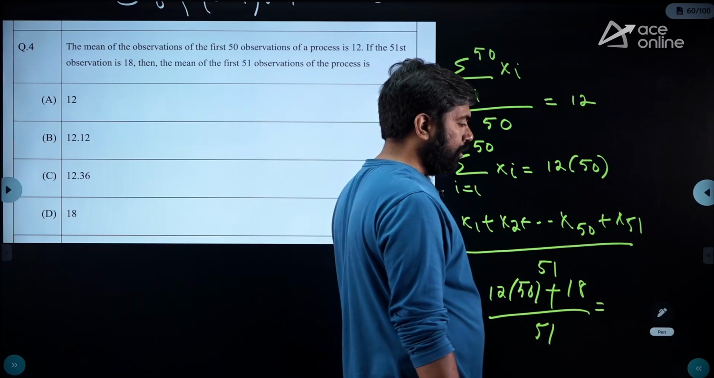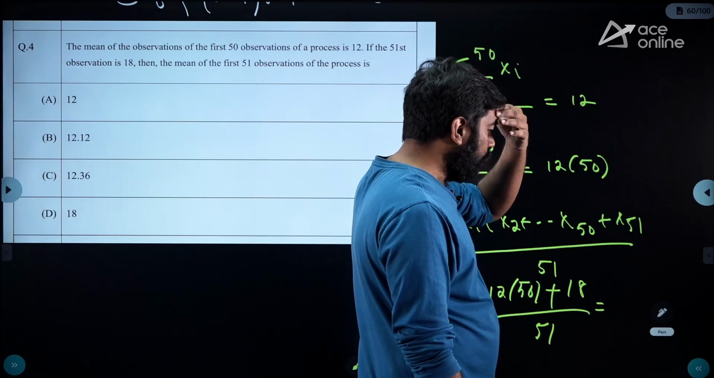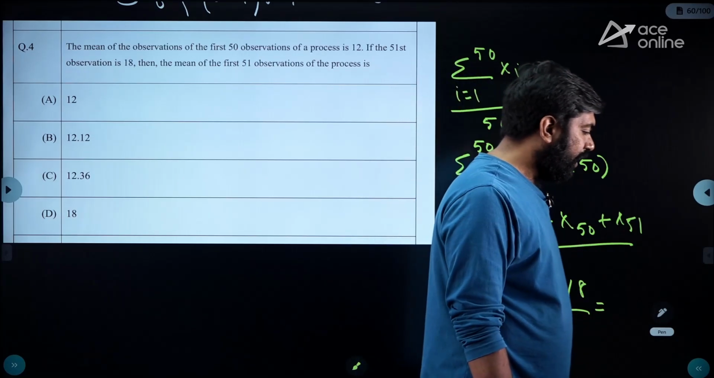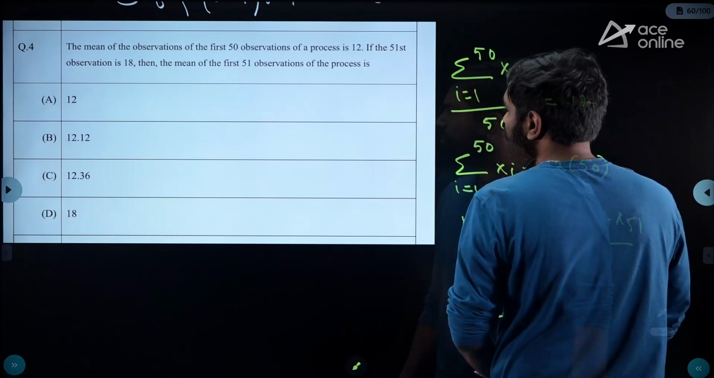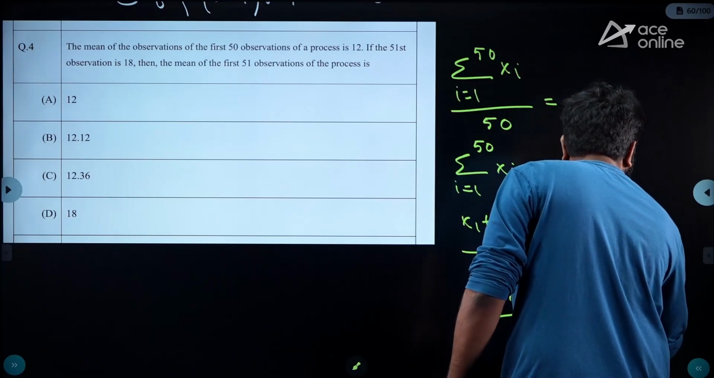12 point. Come on, majority, what is your answer? Can you find the decimal value properly and pick the appropriate option? Option B, that is 12.12 approximately.